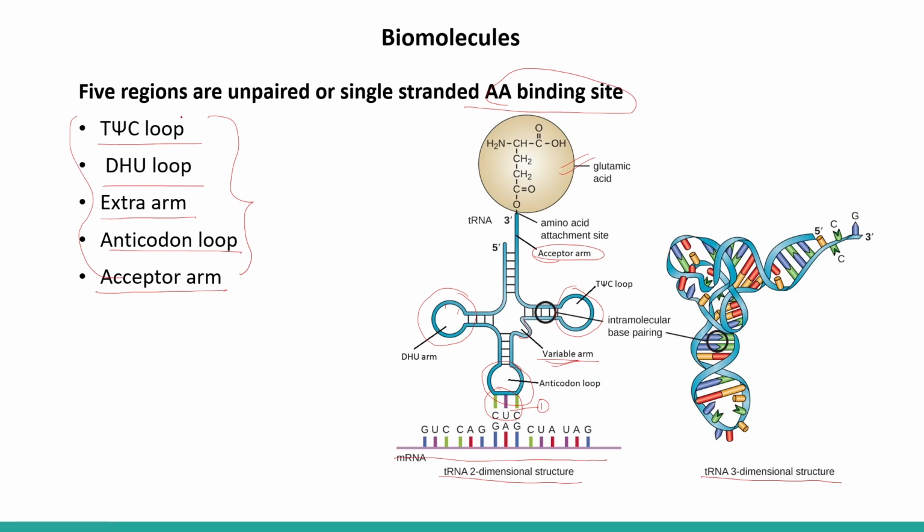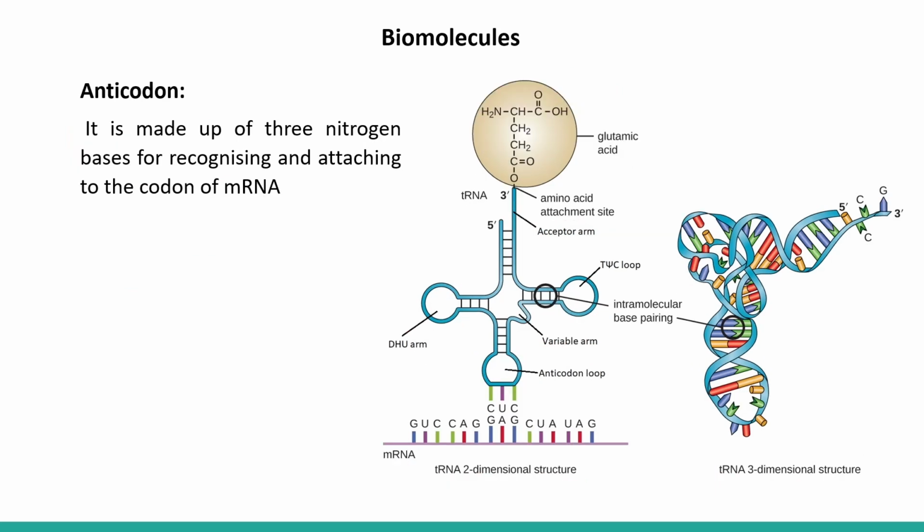Now every loop or every arm has a specific function. Let us see what those are. Anticodon loop. It is made up of 3 nitrogenous bases. Here you can see CUG, 3 nitrogenous bases, for recognizing and attaching to the codon of mRNA. So according to the codon, this anticodon is there. And this anticodon has a respective amino acid attached to it. Okay.